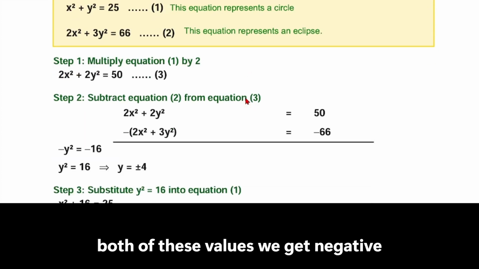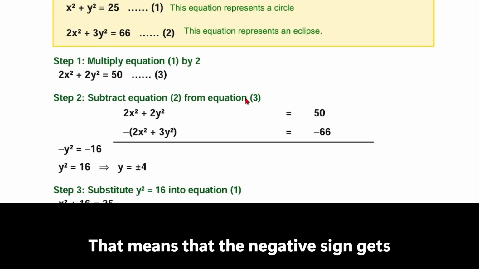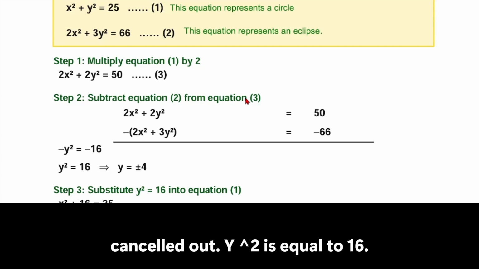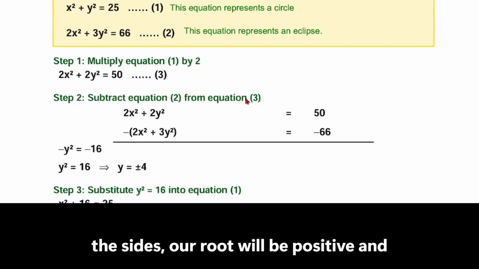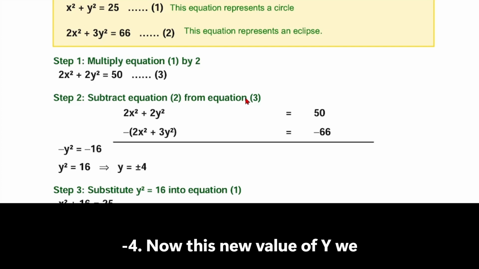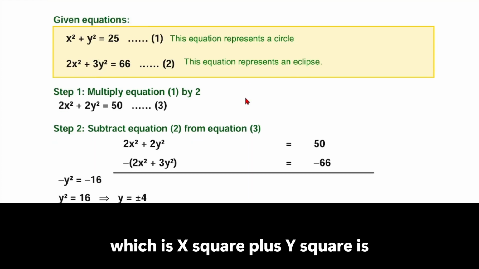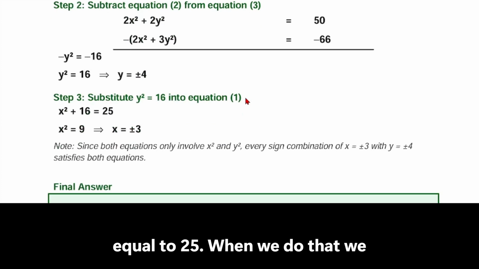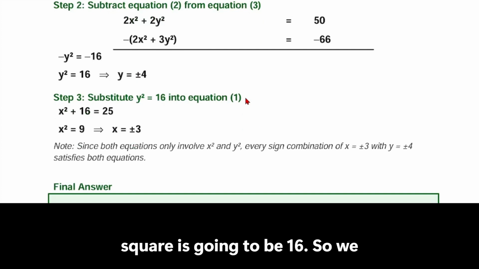When we subtract both of these values, we get negative y squared is equal to negative 16. That means that the negative sign gets cancelled out. y square is equal to 16. If we take square root on both of the sides, our root will be positive and negative, so the value of y is plus or minus 4. Now this new value of y we can substitute into the first equation, which is x square plus y square is equal to 25. When we do that, we get x square plus 16 is equal to 25, since y is plus or minus 4 and its square is going to be 16.